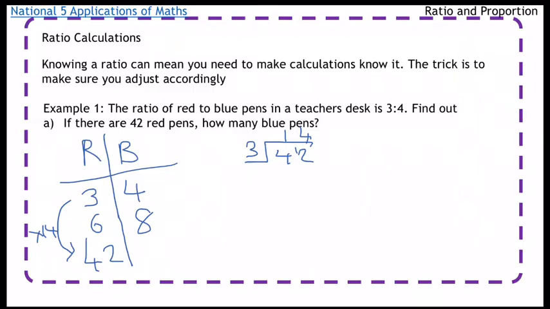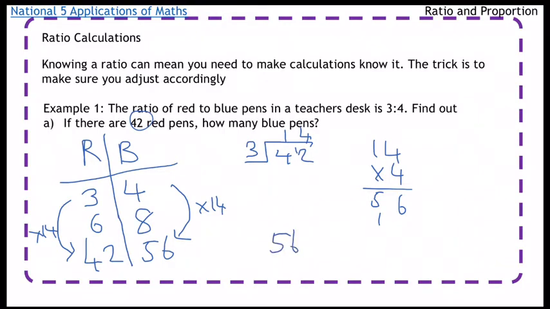Then what we've got to do is do the same on the other side. Okay, so it's 4, and I'm going to times 4 by 14, and that's going to tell me how many blue pens there are. And again, if you can't do it in your head, just lay it out in a column. So 4 times 4 is 16. 4 times 1 is 4, plus 1 is 5. So it's 56. So if there are 42 red pens, then there's 56. And you could write that down as well. You could write 56 blue pens.